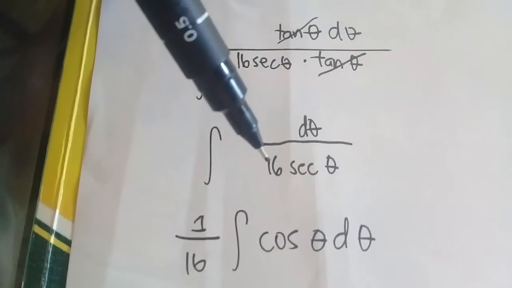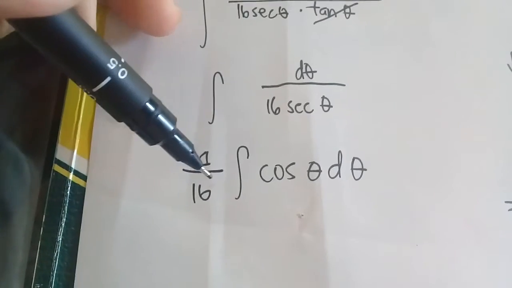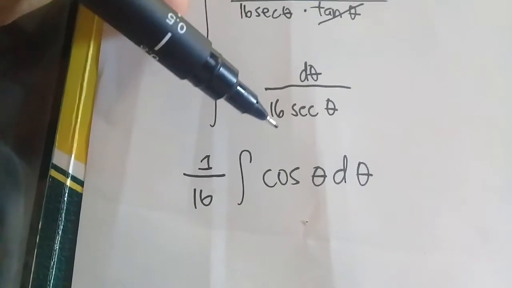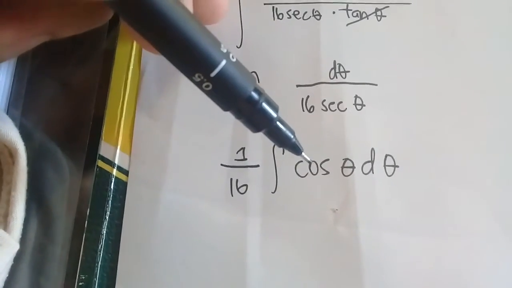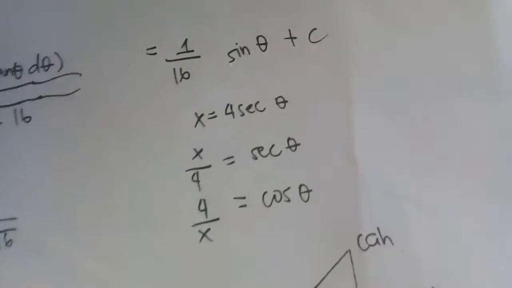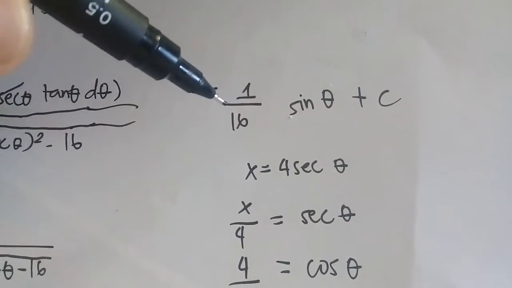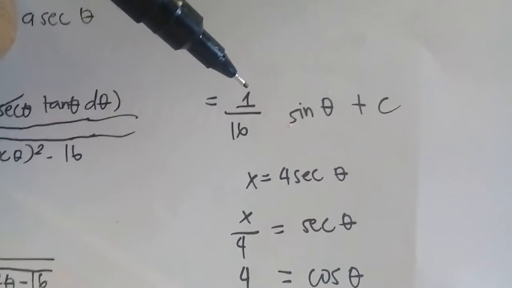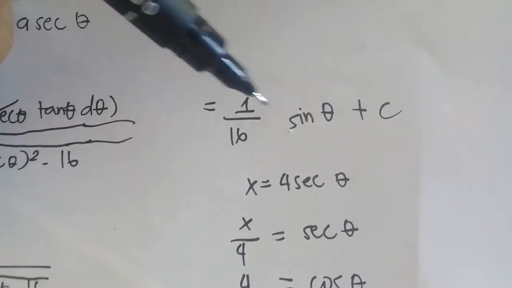Then we can move the constant here, which is 1 over 16. And the equation will be 1 over 16 times the integration of, we all know that 1 over secant is equivalent to cosine theta, so the integration of cosine theta d theta. So what is the integration of cosine theta d theta? It is equal to 1 over 16 sine theta plus c.